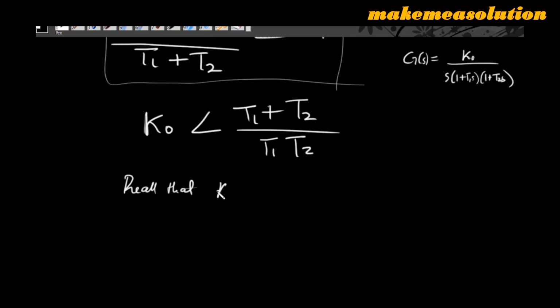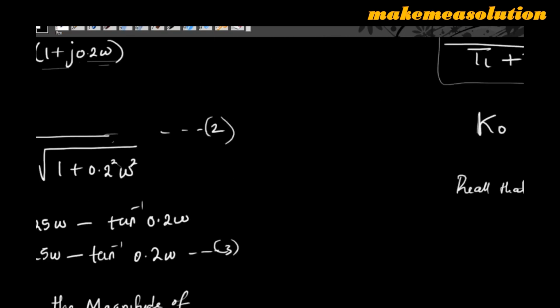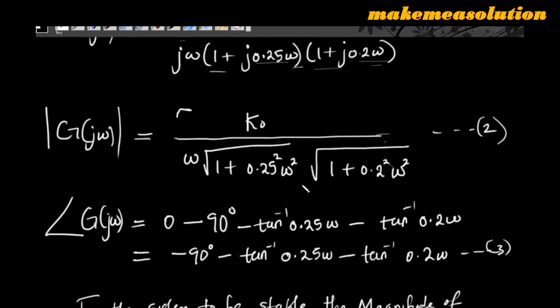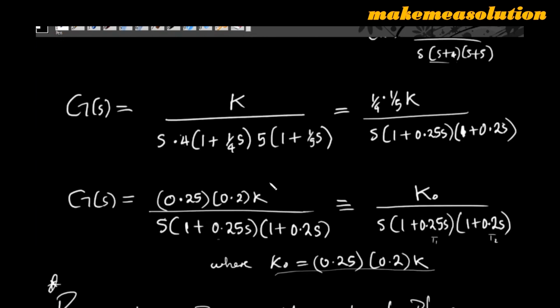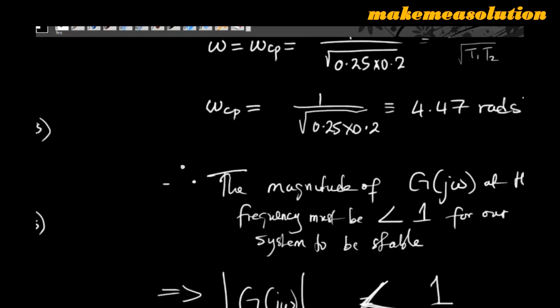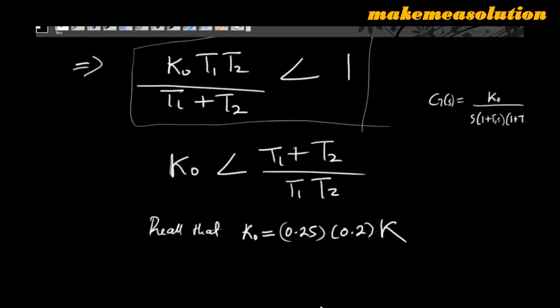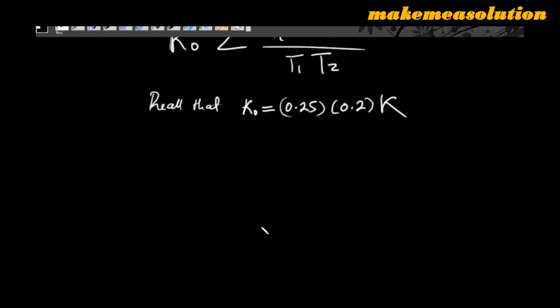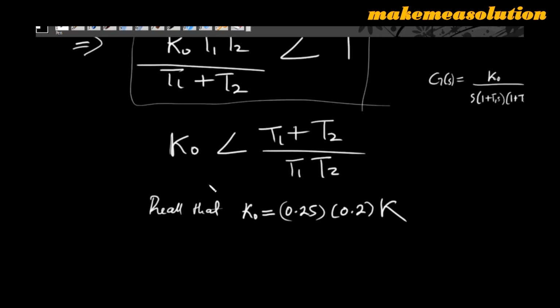And you also have to recall that our K naught was the value of 0.25 times 0.2K. So if you don't remember where we did that, it is where we made the substitution when we were expressing in standard time constant form. So all this value over here. Is that okay? So making that replacement and taking note of the value of T1 and T2, we will now substitute all these formulas into our expression over here, our inequality.